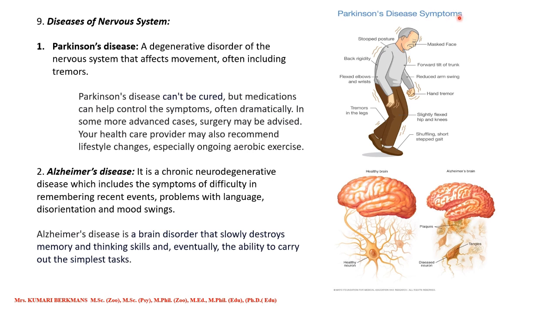Now see, these are the Parkinson disease symptoms. Stooped posture, back rigidity, you can't bend, and flexed elbow and wrist, it is just flexible, very flexible, not stiff or strong. Tremors in the legs, and a short-stepped gait, the person can't walk fast. Slightly flexed hip and knee, knees won't be in proper condition, and hand tremor. Reduced arm swing, they are unable to move their arms, and a forward tilt of the trunk, and a masked face, the face won't be in a proper structure. So all these are the symptoms of Parkinson's disease.